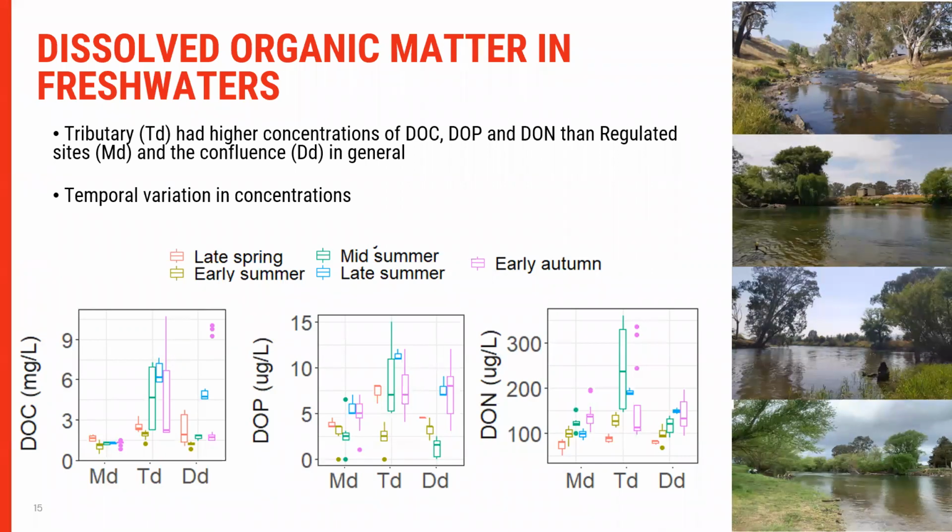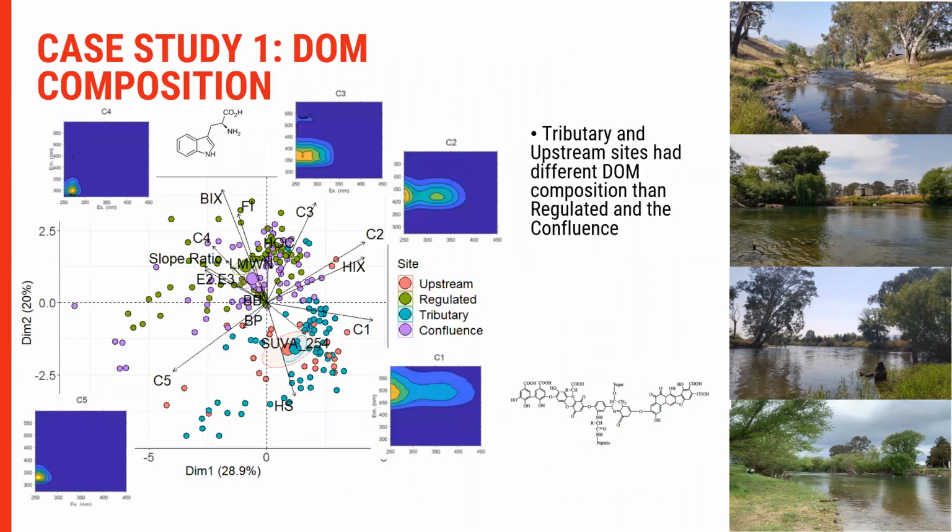It contained higher amounts of organic carbon, organic phosphorus, and organic nitrogen than the regulated, which is this MD, and the confluence site. When we looked at the composition of the DOM, we saw that the tributary contained a composition of dissolved organic matter that's really similar to the upstream site within the Tumut, so above those reservoirs. So before the Tumut River flowed into Blowering Dam, the organic matter is similar to the tributary that didn't have a reservoir. But the processes that occur within the reservoir change the types of organic matter, and you get different types of organic matter.